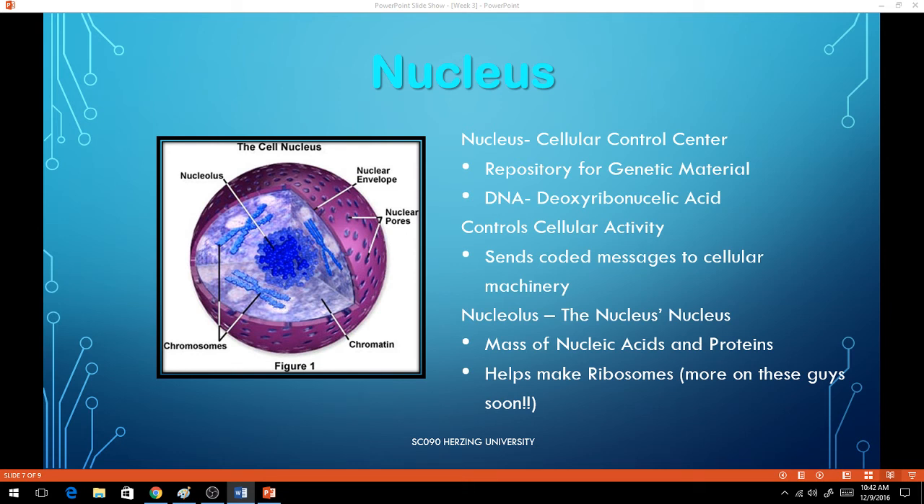The nucleus also holds a specialized inner office called the nucleolus. So this is like the office within the office, okay? The nucleolus is a dark spot composed of nucleic acids and proteins. It helps make little balls of RNA, ribonucleic acid, called ribosomes. We'll talk more about those guys in a little bit.